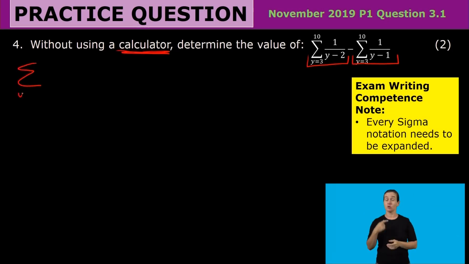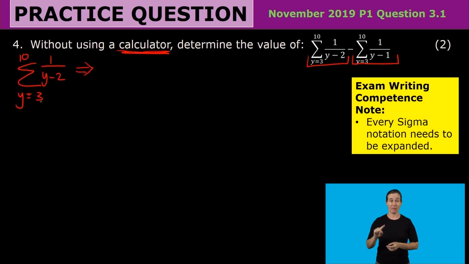So we know that we are going to start substituting our y values at 3, and we are going to stop at 10. So that's not a lot of values to substitute. The general term that we were given is 1 divided by y minus 2. It says without using a calculator, so we need to do this manually.